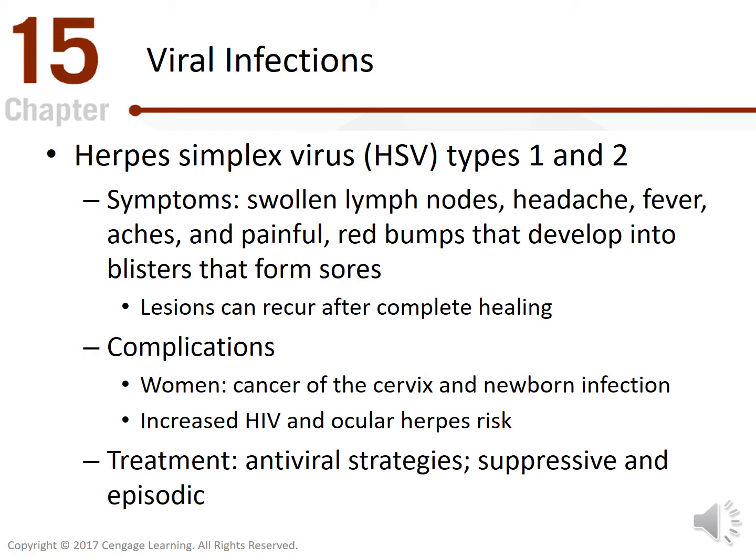Viral infections. Herpes simplex virus, HSV, types 1 and 2. Symptoms include swollen lymph nodes, headache, fever, aches, and painful red bumps that develop into blisters that form sores. Lesions can recur after a complete healing. Complications: women can have cancer of the cervix and newborn infection, and there's an increased HIV and ocular herpes risk. Treatments are antiviral strategies, suppressive and episodic.